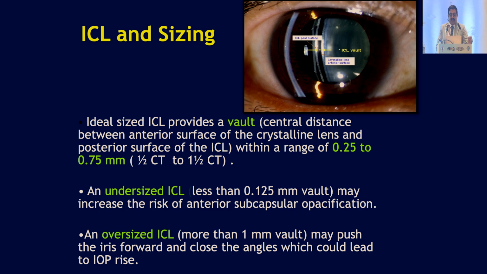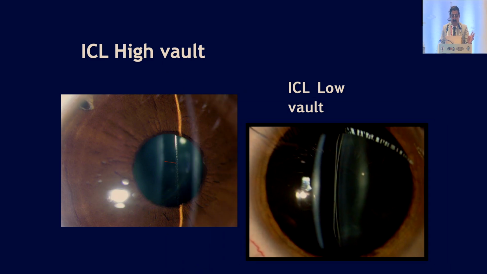And an oversized ICL, more than 1,000 microns, may push up the iris and close the angles, as we know. And this is a high vault ICL that you can see. So a small PI has been done for this patient. We are following up this patient for quite some time now, and this patient is not doing too badly as of now, even with a high vault of about 800 plus. So this is something with a low vault, and a low vault has to be very, very specifically followed up.